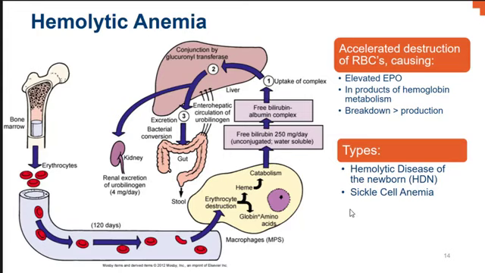The two types of specific hemolytic anemias that we're going to talk about include hemolytic disease of the newborn and sickle cell anemia.